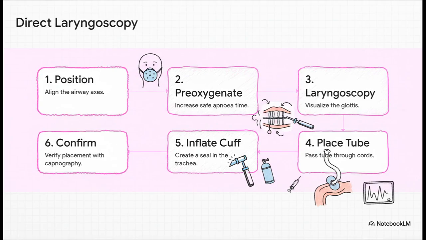The procedure itself, you can really break it down into 6 crucial steps. Get your positioning perfect. Preoxygenate like crazy to build up that oxygen reserve. Perform your laryngoscopy. Place the tube. Inflate the cuff. And then, the most important step of all, confirm you're in the right place.